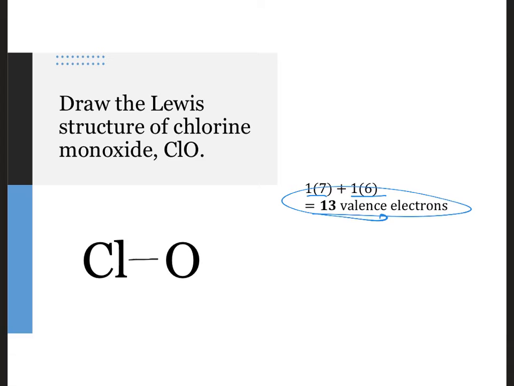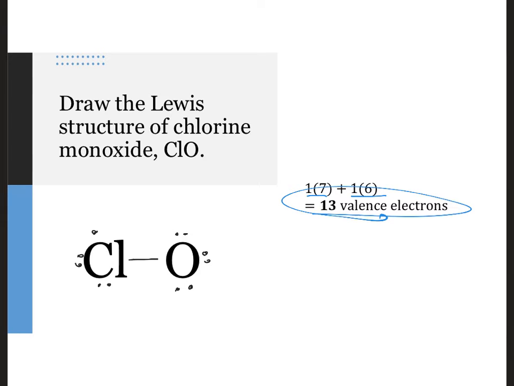4. Distribute the remaining electrons to the outer atoms. Let's add electrons to oxygen first, since it's more electronegative than chlorine. Oxygen gets 2, 4, 6 more electrons. We now have 5 electrons left to distribute. They go around chlorine as 2, 4, and our odd man out, 5. Step 5. Assign any remaining electrons. We used all 13 electrons in the last step, so skip this step.